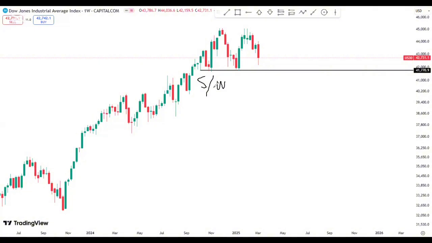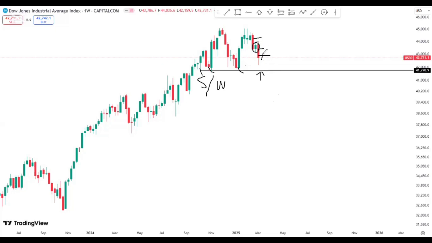Now, you have your support. How many touches do you have? It's 1, 2, 3. The higher the touches, the higher the chance they're going to break this support. And already on the weekly time frame, you have a continuation pattern. Here is your drop. Here is your base. Here is your drop.